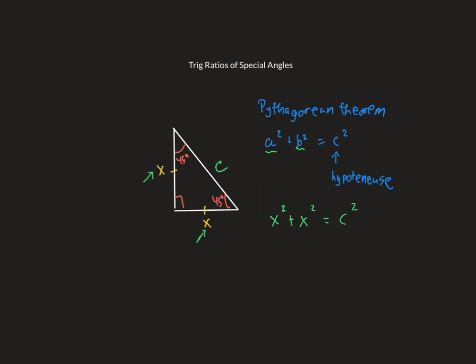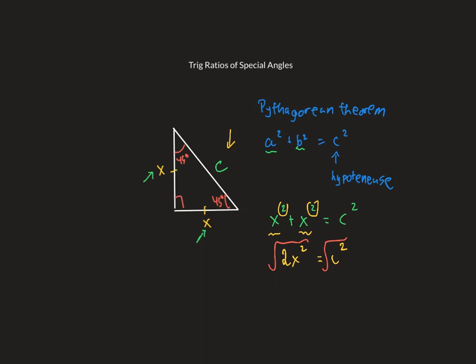Well, I have x squared plus x squared. These are like terms. Why? Because it's the same thing as me saying 1 apple plus 1 apple should give me 2 apples. Okay? And then if you wish to figure out what c is, because obviously the hypotenuse is c, not c squared, you need to take the square root of both sides.